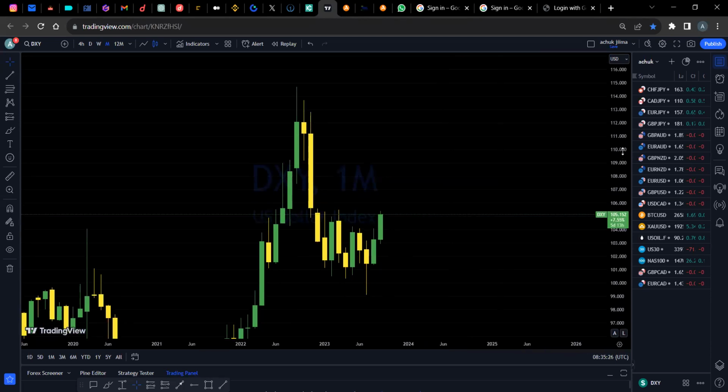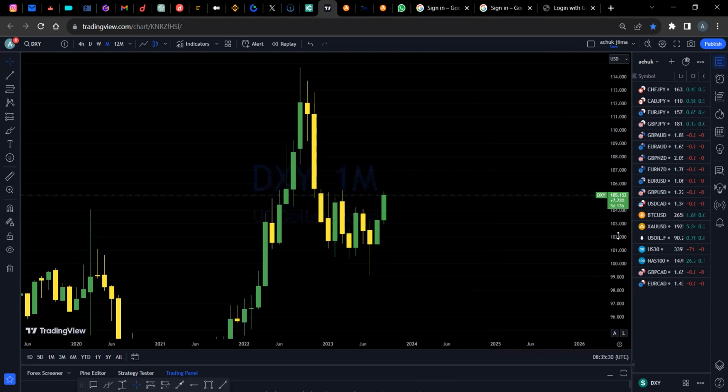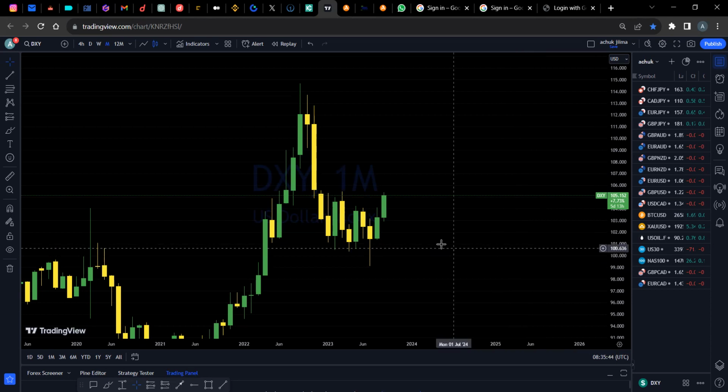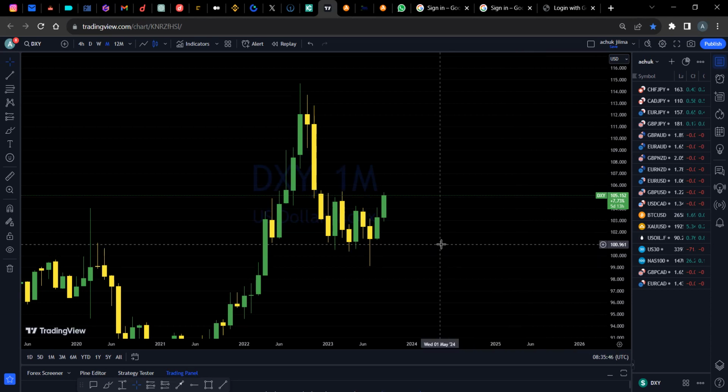So let's start with DXY. An understanding of the DXY will usually help us understand how the other dollar pairs are going to be moving, specifically in relation to the strength of the dollar, whether it is going to continue to be strong like it has been, or there's going to be a shift in sentiment.